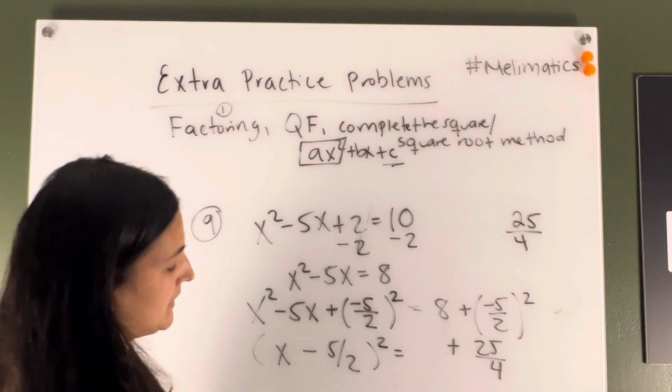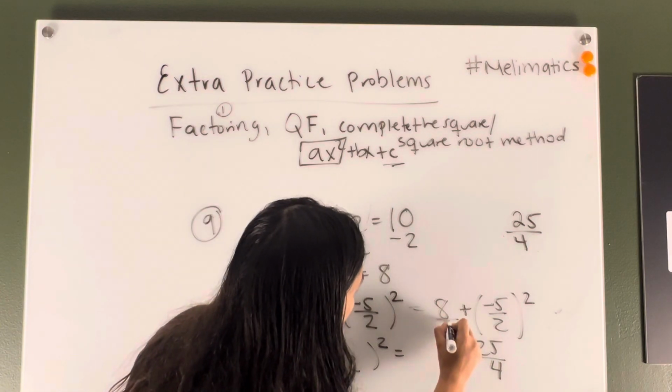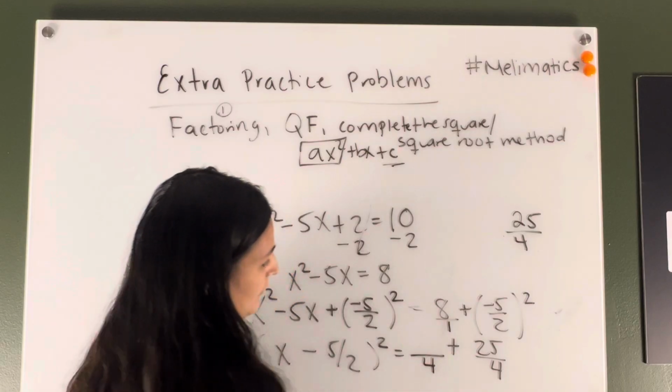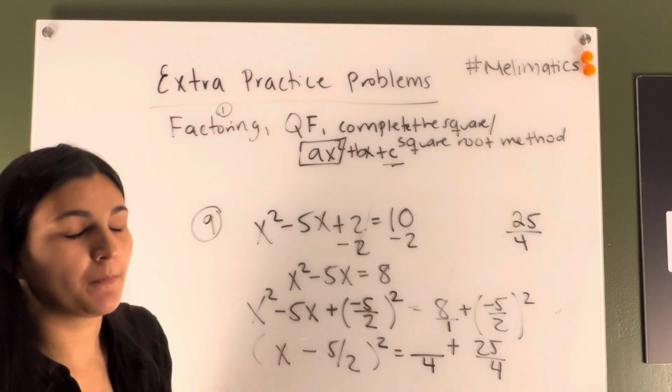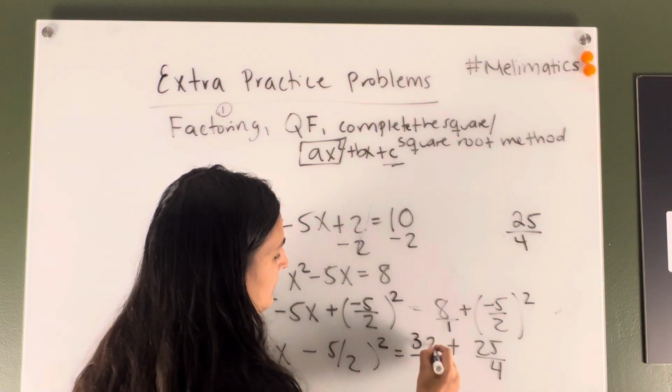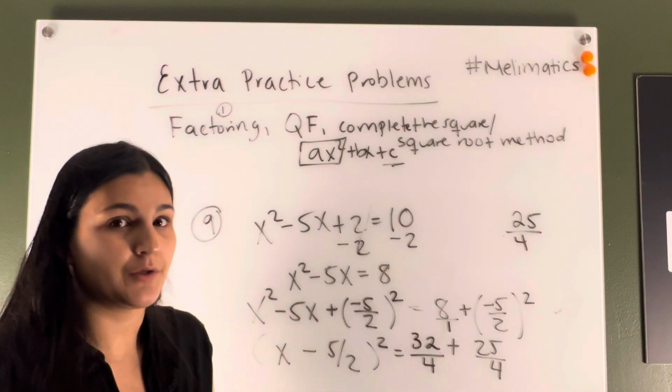Alright, and I'm going to be adding to 8. So again, I want to have a common denominator in order to add fractions. So I'm going to make this 1 have a denominator of 4. How is that done? 1 times 4 is 4, so 8 times 4 is 32. Okay, this is a good way to do it without a calculator. You should know how to do this.